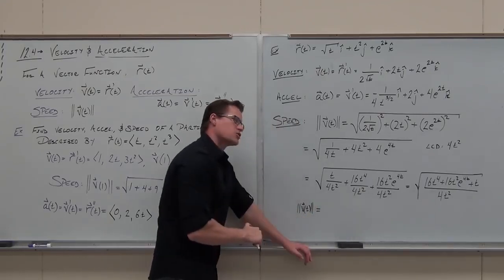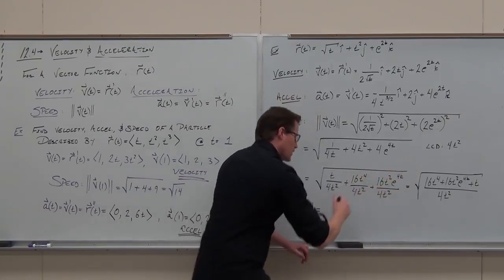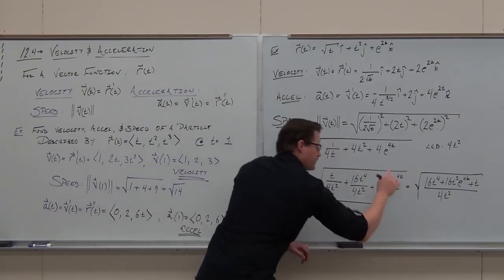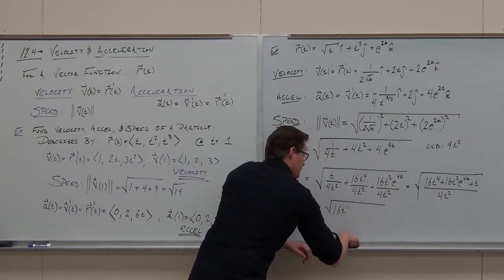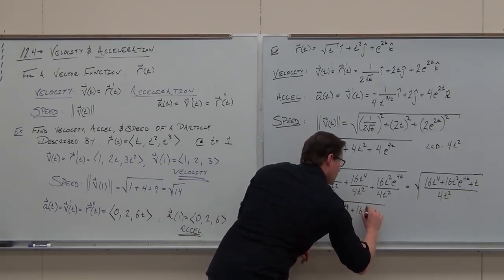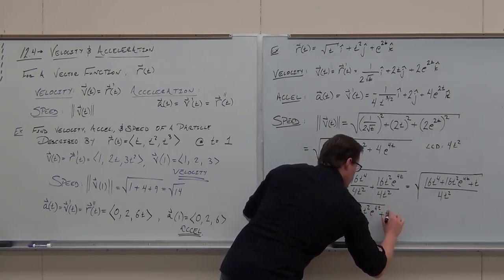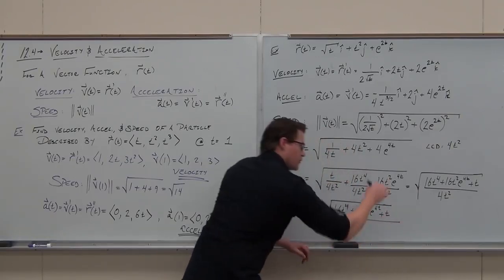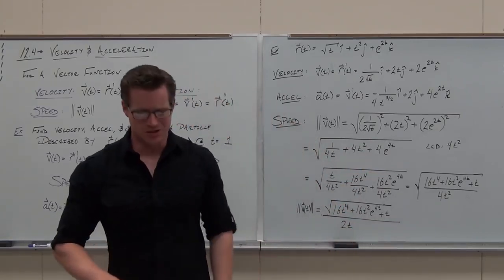So the speed function, it's a scalar function. There's no vector here. We have a square root of the numerator, all over. When we take a square root of the denominator, we get 2t. That's at least a little bit easier to work with.